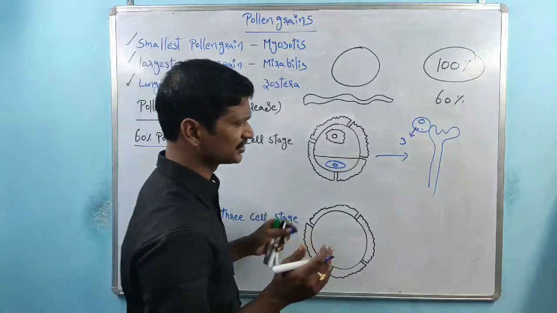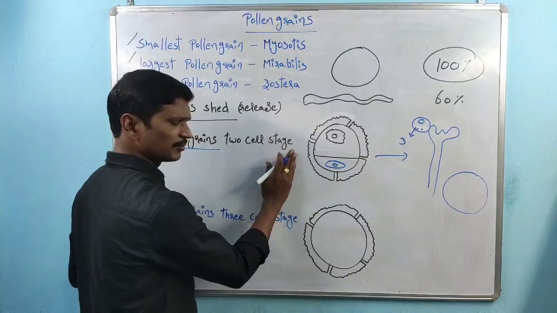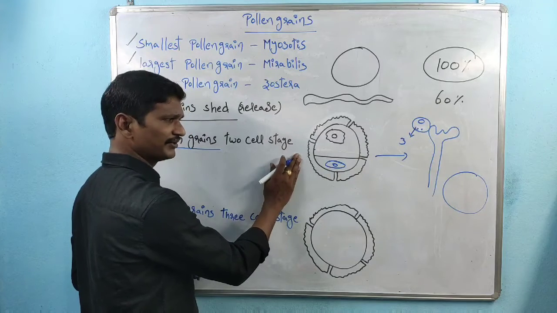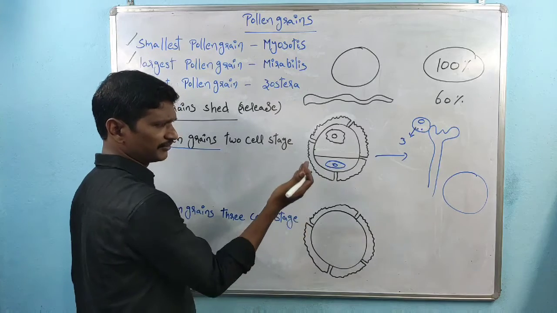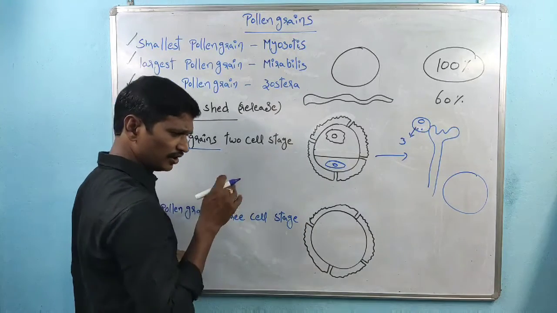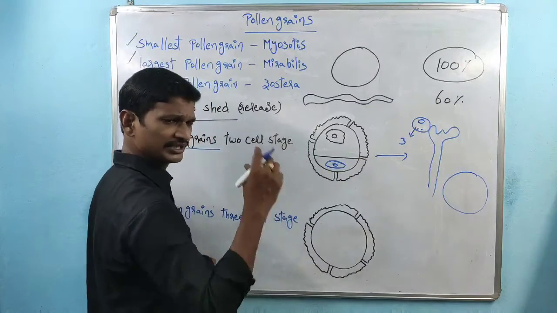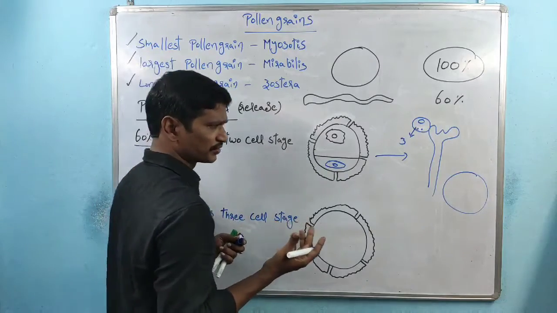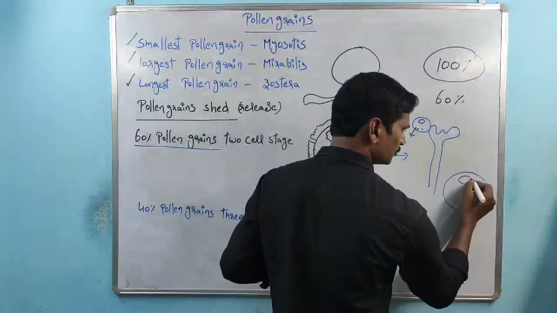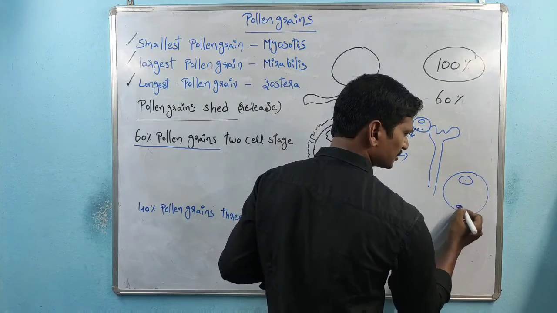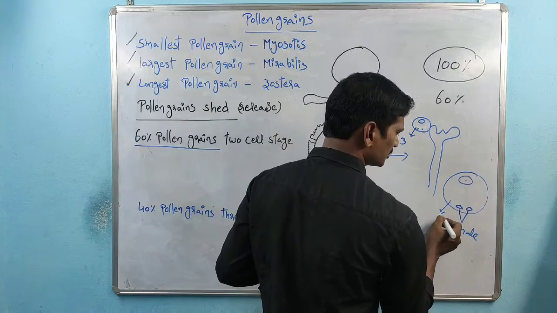Remember, it's a very, very easy concept. Once the pollen grain reaches the stigma in this condition, initially, when the pollen grains are releasing, how many nuclei does the pollen grain have? Two nuclei. After releasing, if the pollen grains reach the stigma, or during the traveling process, within the air or by an insect, maybe we don't know, this is the tube nucleus, and the generative nucleus is divided and produces two male gametes. So this condition is three cell stage.